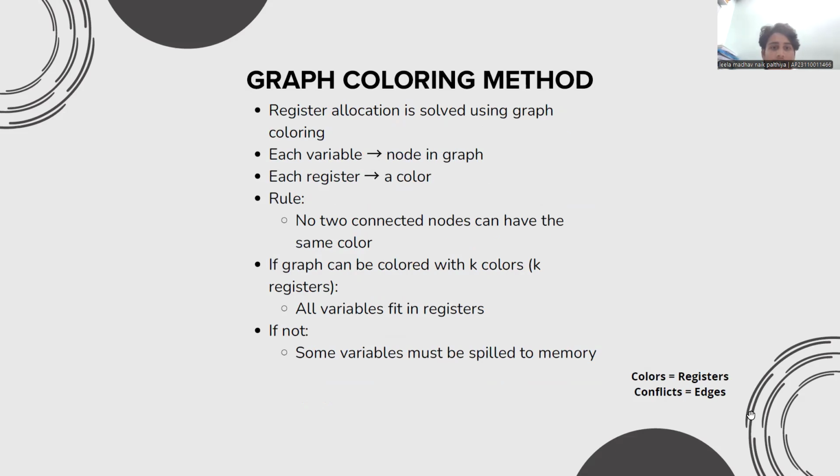In the graph coloring method, each variable is a node and each register is a color. If two variables interfere, they are connected by an edge. So the rule is connected nodes cannot have the same color. If we can color the graph with the available registers, allocation is successful. Otherwise, some variables must be stored in memory.